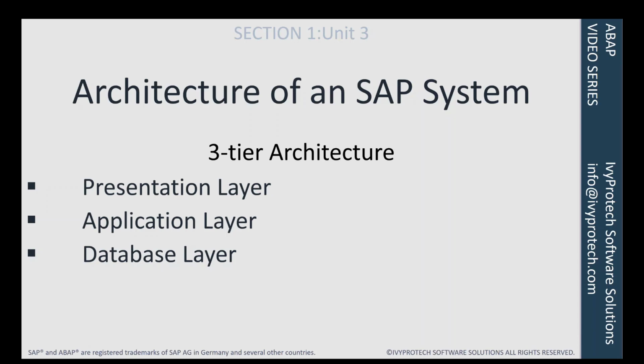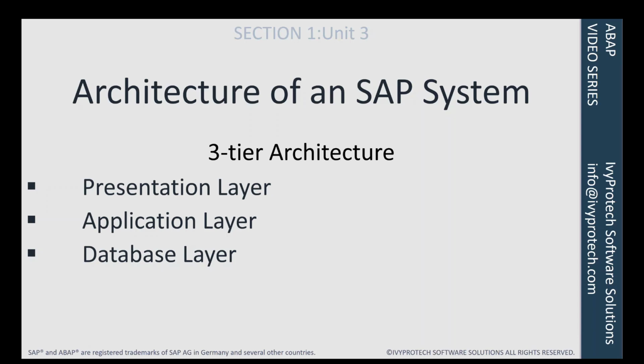At the end of this session, you should be really comfortable identifying the different layers of an SAP system and the purpose of each layer in your program execution. The SAP system, the ECC system we are discussing, consists of a three-tier architecture. So it has three layers basically.